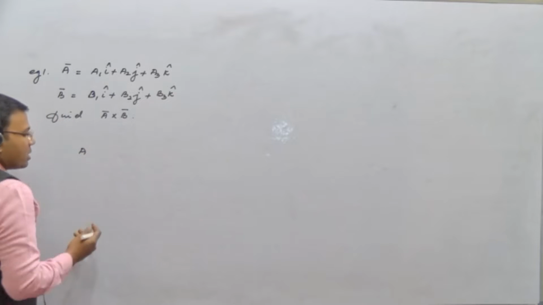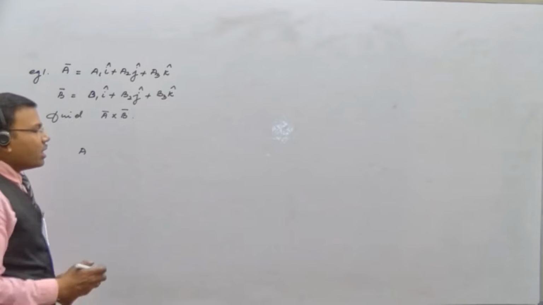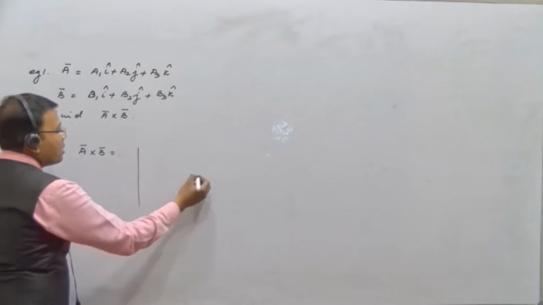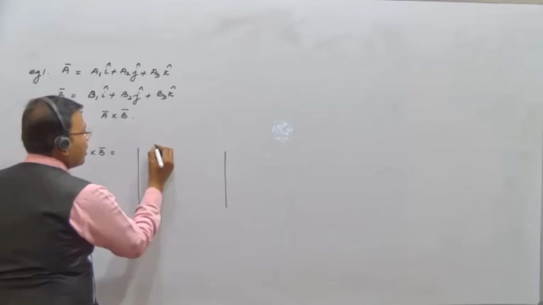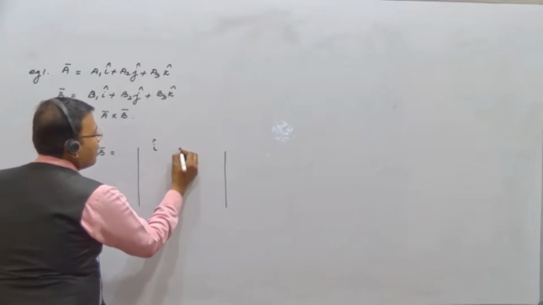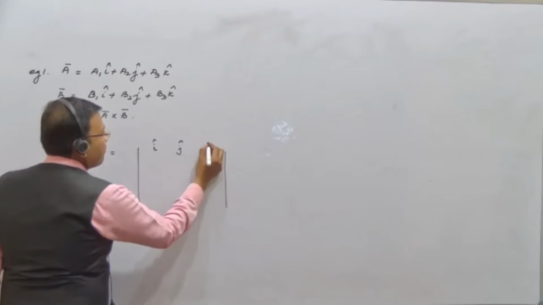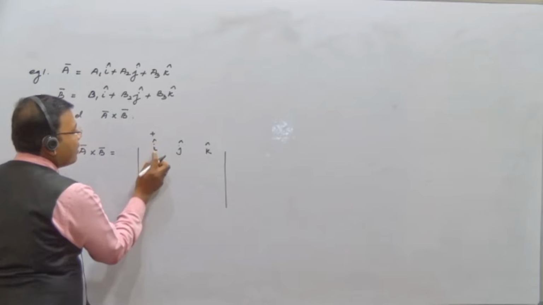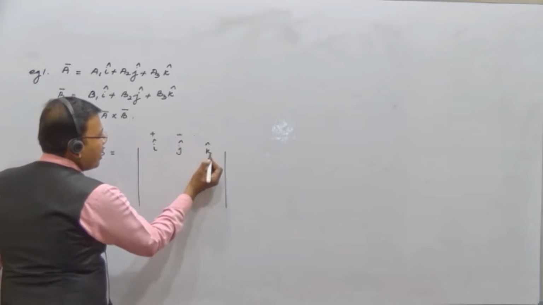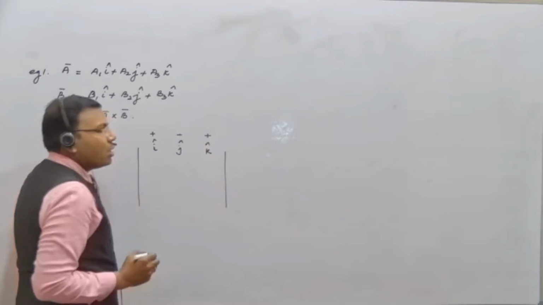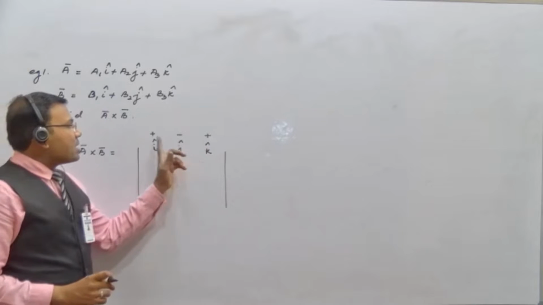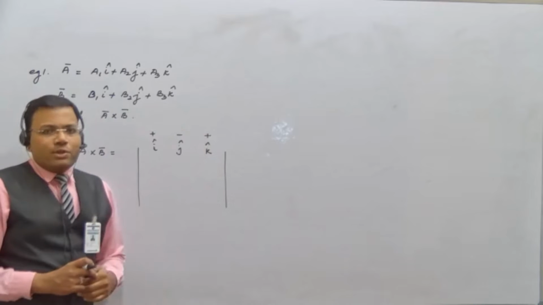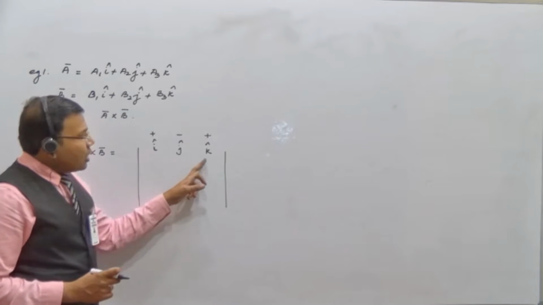First step, it is just a 3-step process. The first step is you have to write A cross B is equal to, the modulus sign, and here you write I, J, and K. For your remembrance, try to understand: I we take with plus, J we take with minus, and K we take with plus. This is just for your remembrance, son, plus minus plus. If you can remember, no need for writing this also, but you have to write I, J, K.